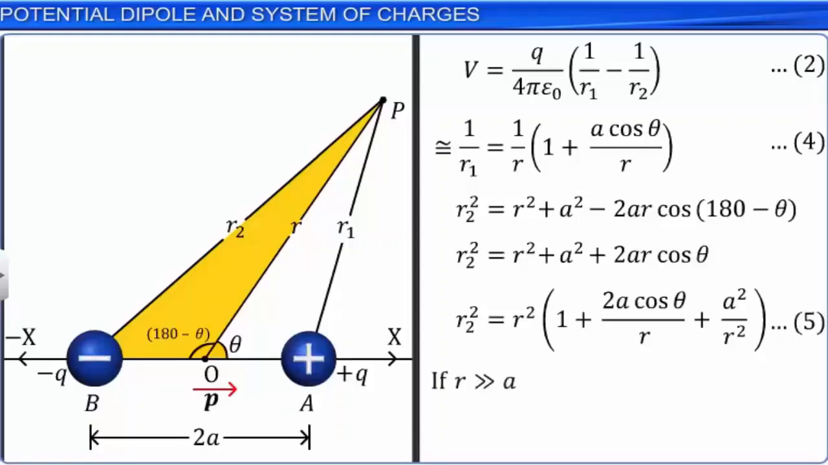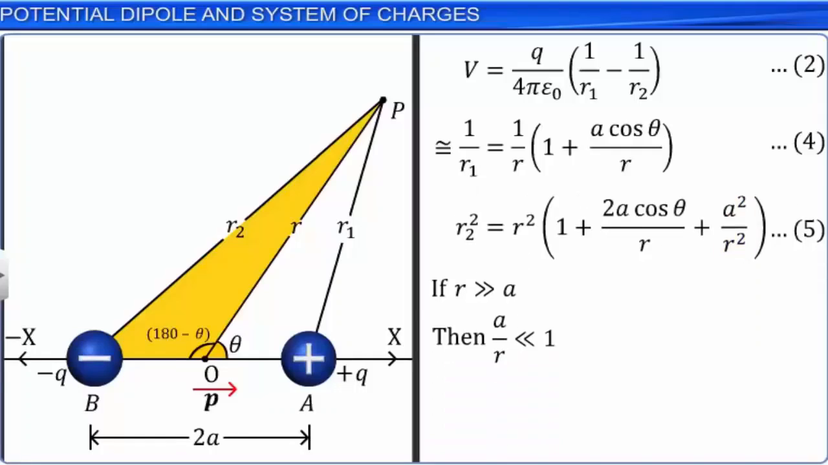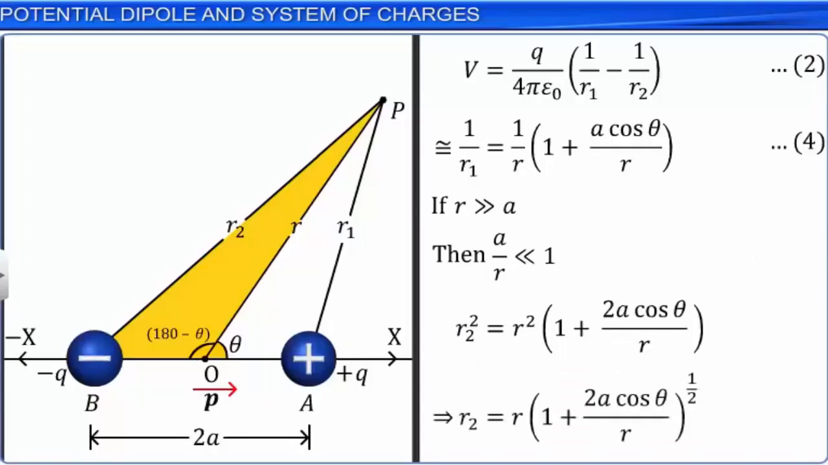If r is much greater than a, then the ratio a to r is much less than 1. And hence, the term a square by r square in equation 5 can be neglected since it becomes negligible. Then we get r2 square is equal to r square into 1 plus 2a cos theta by r. This implies r2 is equal to r into 1 plus 2a cos theta by r, power half.